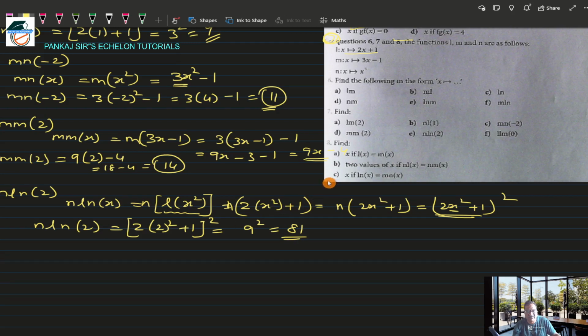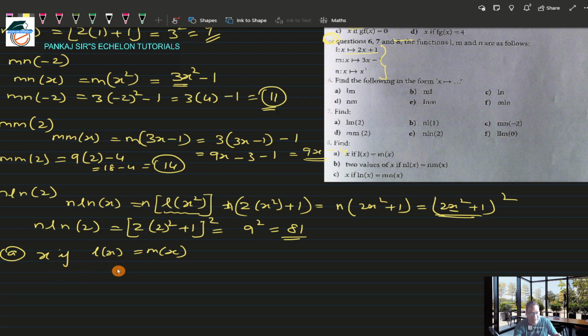For question number 8 also you have to consider the same 3 functions, these 3. Now question number 8, a part of the function question says that find x if L of x is equal to m of x.